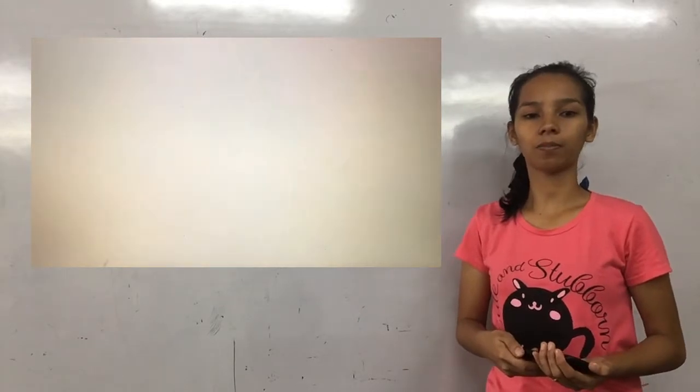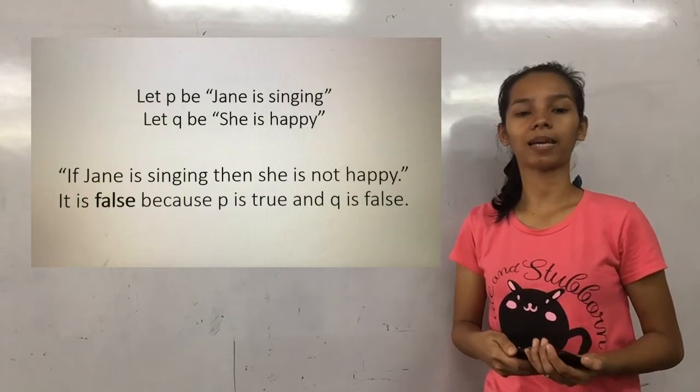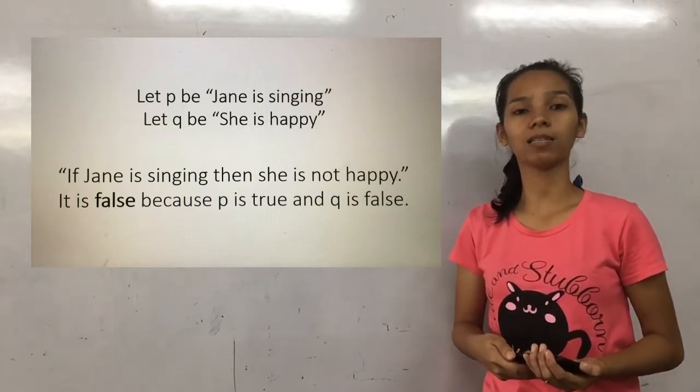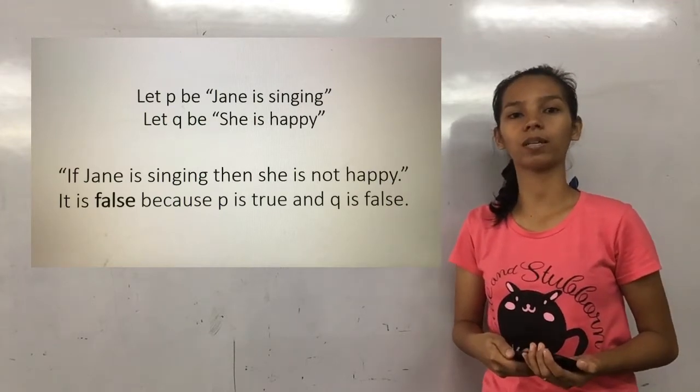For example, let P, Jane is singing, and let Q, she is happy. Let's apply the conditional statement. If Jane is singing, then she is not happy. It is false because P is true and Q is false.